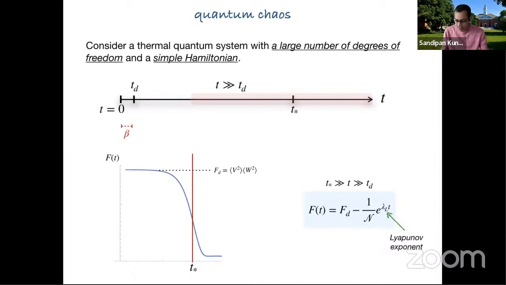And this is expected to be true for all chaotic systems for t much, much larger than the dissipation time and much, much smaller than the scrambling time. So in some sense, this Lyapunov behavior is a semi-classical effect in quantum chaos.